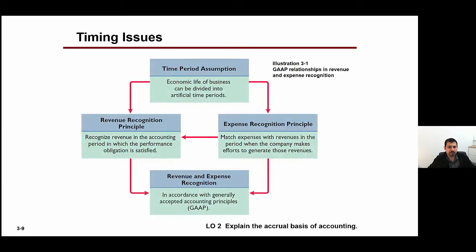This is a summary of what we have been talking about. This is where we talked about the time period assumption, where the economic life of a business is split into artificial periods of time, and the revenue recognition principle says that revenue has to be recorded when it is earned, basically in the same period that the event occurs, and expenses have to match or follow these revenues. And this is what we mean by revenue and expense recognition under the accrual basis under US GAAP.